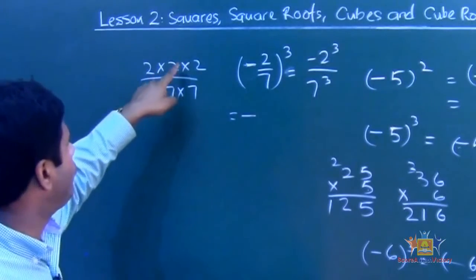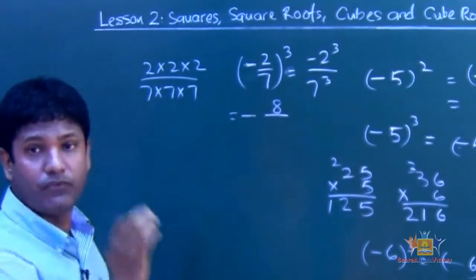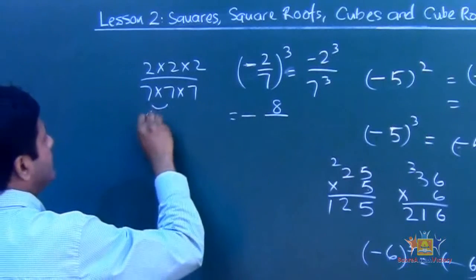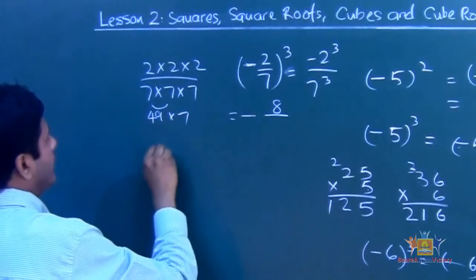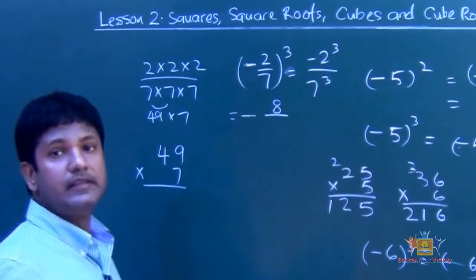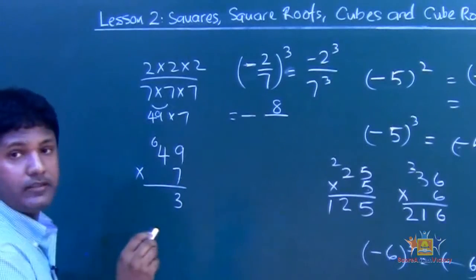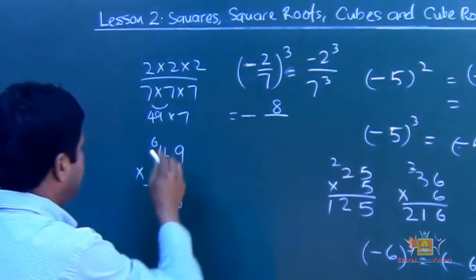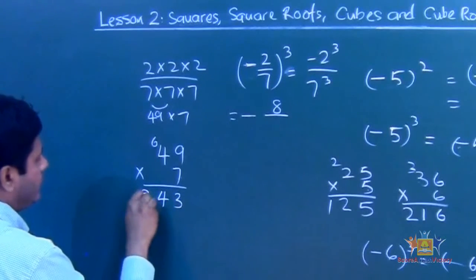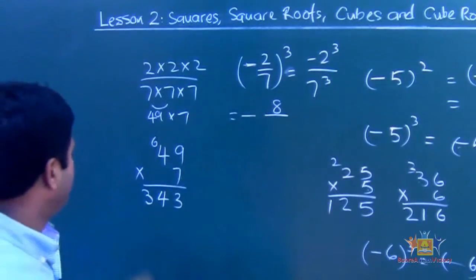2 times 2 is 4, 4 times 2 is 8. So we know that's going to be 8. 7 times 7 is 49, which is in our timetable range, and then we're going to times 49 with 7. So we line it up. 49 times 7: 7 times 9 is 63, so 3, carry the 6. 7 times 4 is 28, plus 6 is 34. Okay, so 343. Right? Then we put it down here.